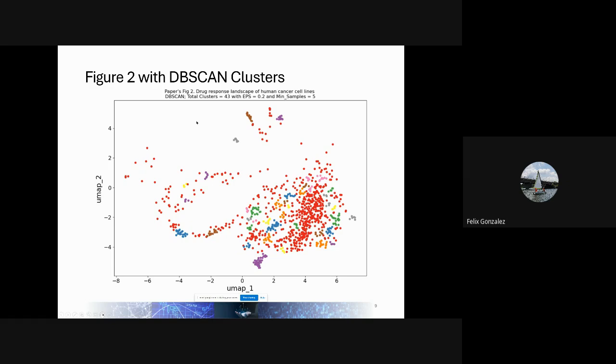Now, in DBSCAN, it's a little bit different. You have to specify the EPS value, or epsilon value, and the minimum number of samples that you want the algorithm to put within a cluster. So we can see here I use an EPS value of 0.2. So let's see some examples here.